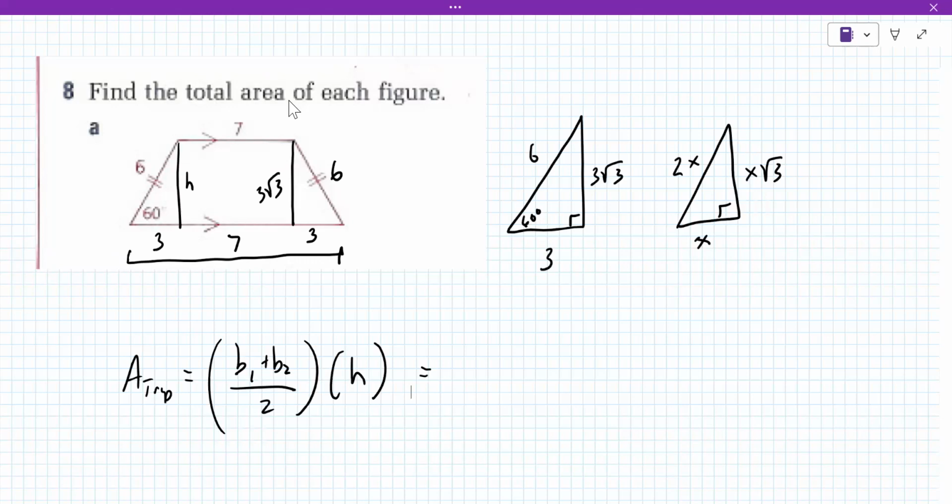Is it 30√3 for your final answer? Mhm. All right, so you got the average of the two here. You got 13, 7, it's 10. So yes, it is 30 square root of 3. Perfect. All right, so letter B. Next one here, letter B.